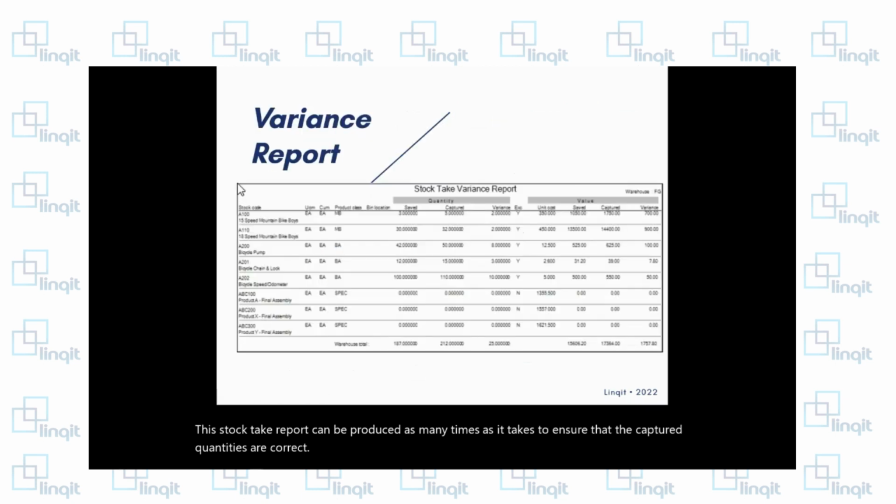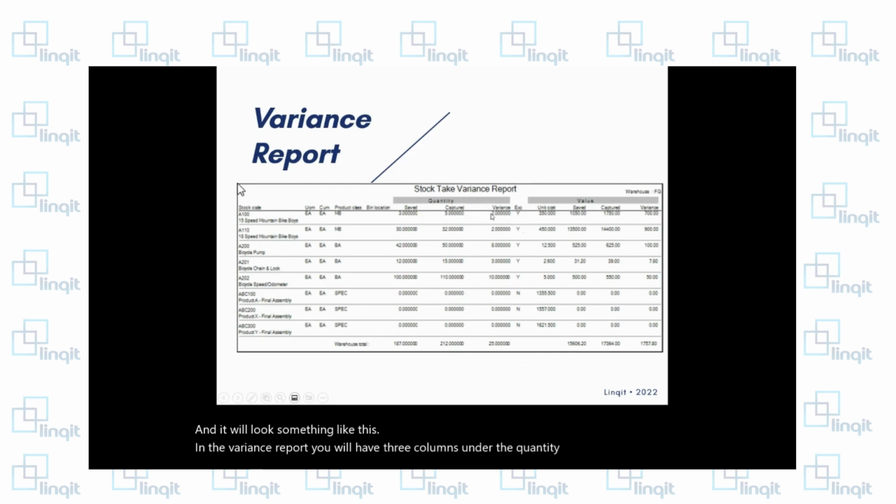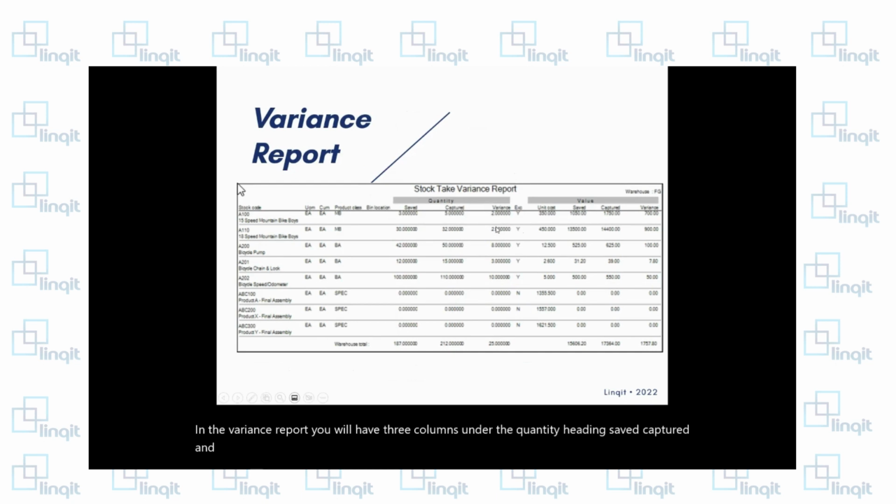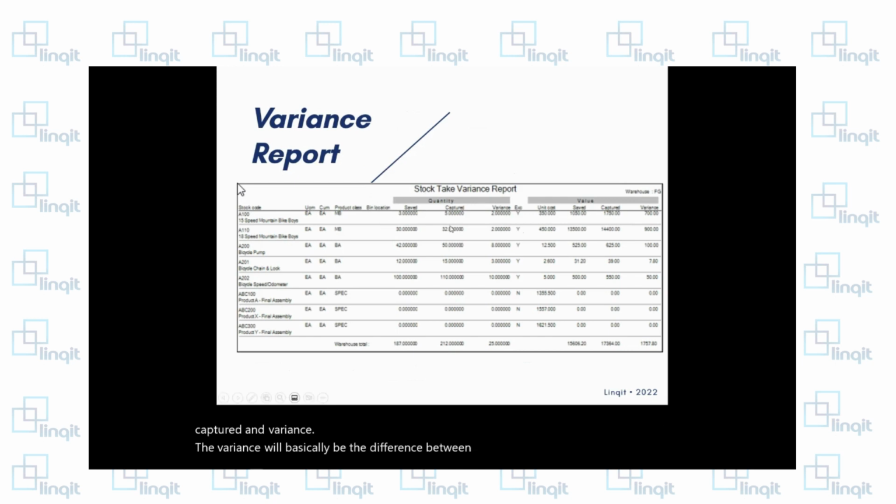And it will look something like this. In the variance report, you will have 3 columns under the quantity heading: saved, captured, and variance. The variance will basically be the difference between your saved and captured quantities.